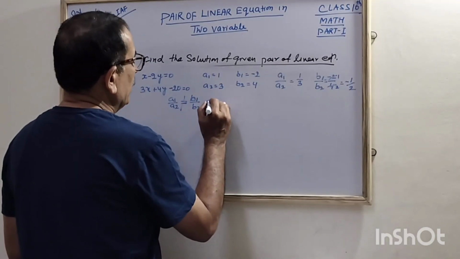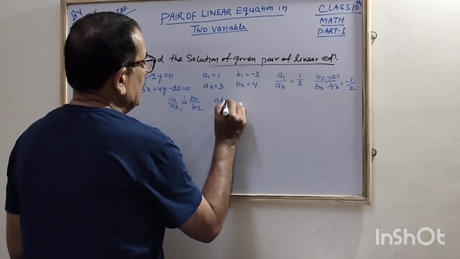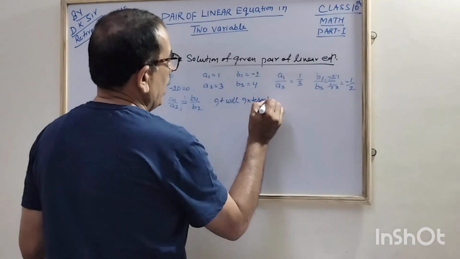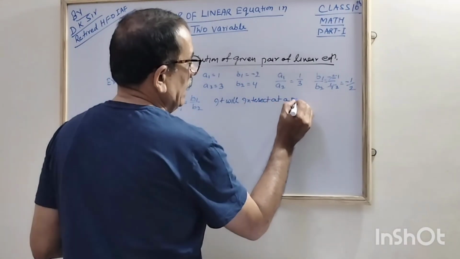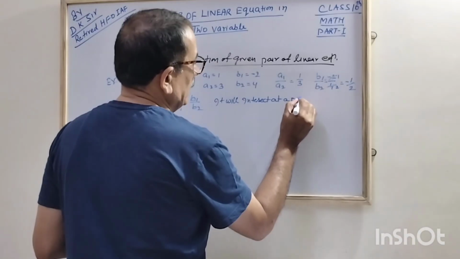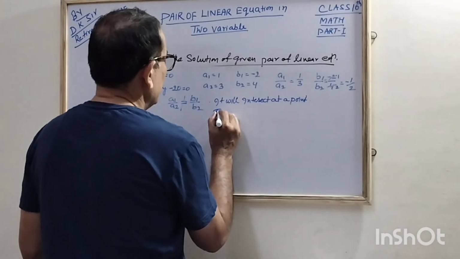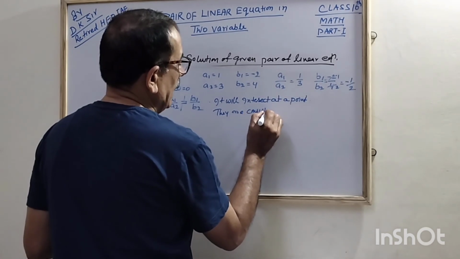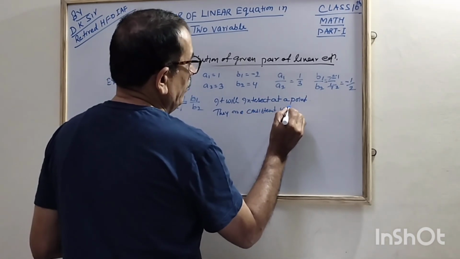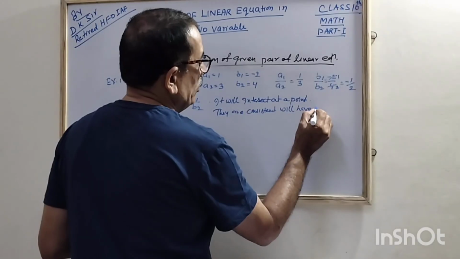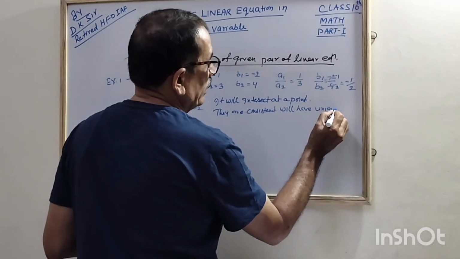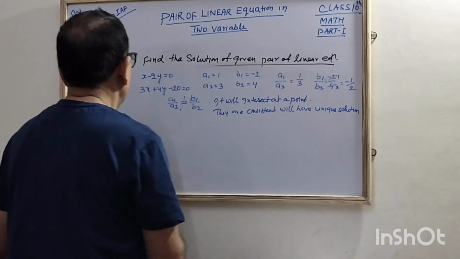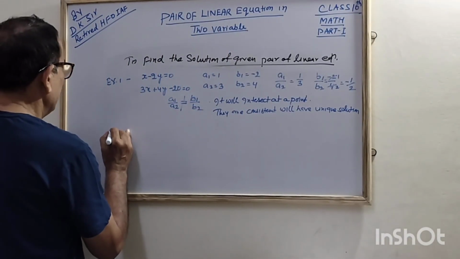If it is not equal, it means the lines will intersect at a point. Correct? At one point they will intersect. So they are consistent. Am I right? They are consistent and will have a unique solution. Unique means one solution. Correct? You understood how to find out? We will see example number 2.